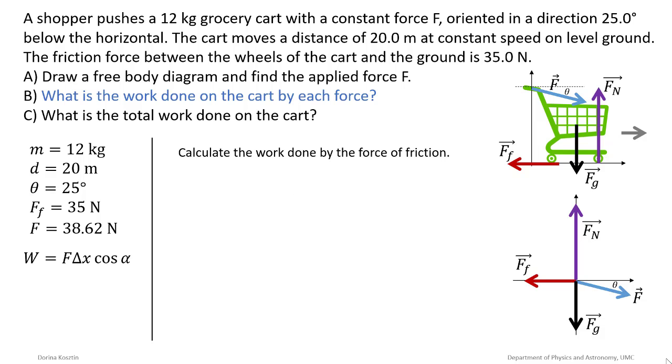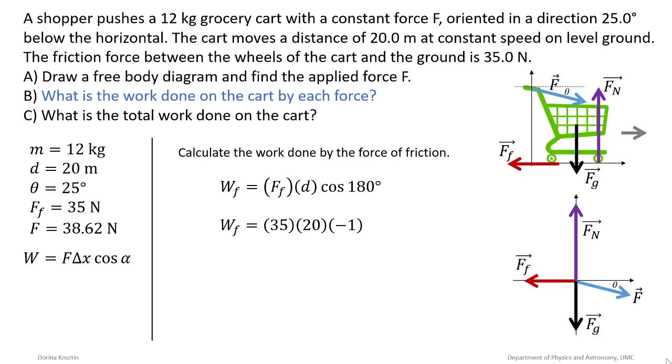Next, let's find the work done by the force of friction. In this case, the force of friction is along the direction of motion. While the cart moves to the right, the force of friction is oriented to the left. Therefore, the angle between the force of friction and the direction of motion is 180 degrees. So the work done by the force of friction will be equal to the magnitude of the force of friction multiplied by the distance traveled multiplied by cosine of 180 degrees.